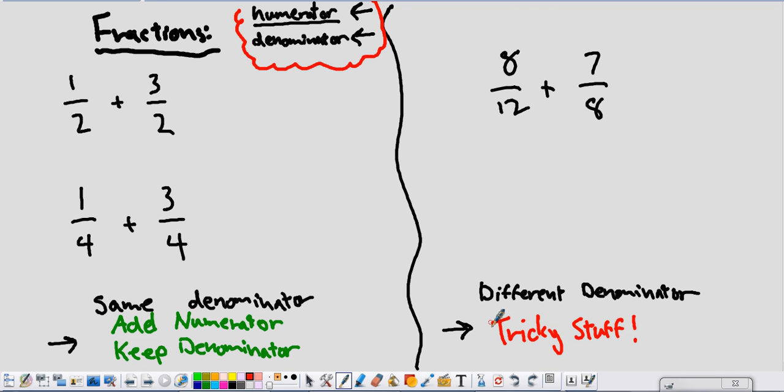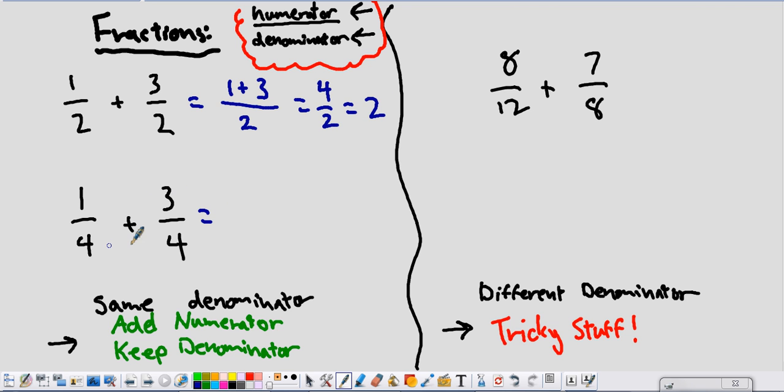So I have two different situations here. The first situation is when you have the same denominator. If you have the same denominator, just follow these rules: add the numerators, keep the denominator. So an example of that would be 1 plus 3. I would add the numerators, I would keep the denominator, 2. And my answer is 4 over 2. And when I simplify, that's just 2.